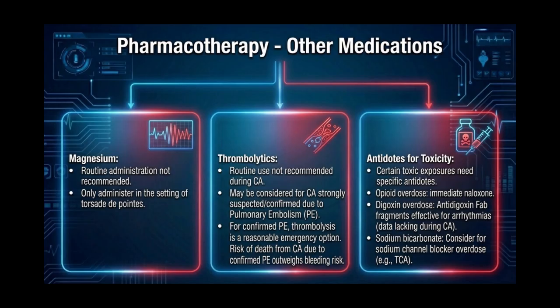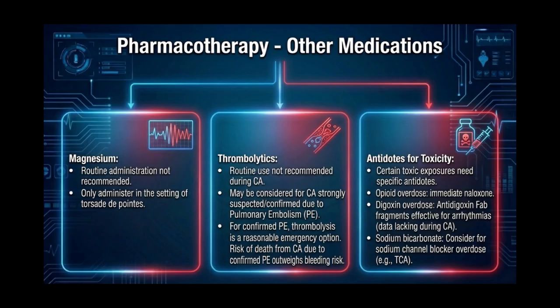Magnesium administration during cardiac arrest has not shown any benefit in clinical outcomes when used as a routine practice. Therefore, magnesium should only be given in cases of torsade de pointes. The use of thrombolytics during cardiac arrest is not recommended as a standard approach. However, thrombolytic therapy can be considered for patients with cardiac arrest when pulmonary embolism is suspected as the cause. In instances where pulmonary embolism is confirmed, thrombolysis becomes a reasonable emergency treatment option.